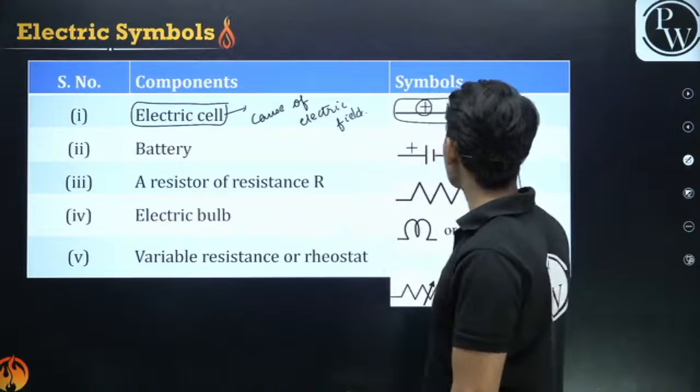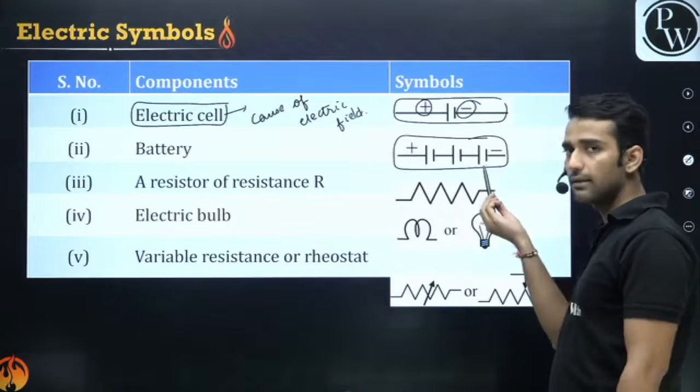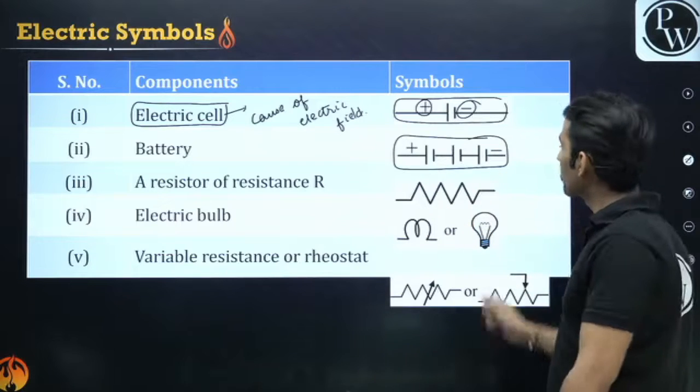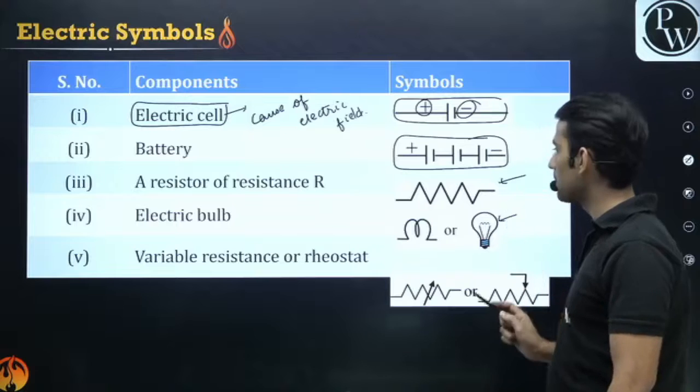See, this is a cell. A battery is nothing but a combination of cells, so we have more than one cell. It's called the battery. Then we have the resistor; I will tell you what resistance is. Then we have the electric bulb. This is the electric bulb, guys, right?